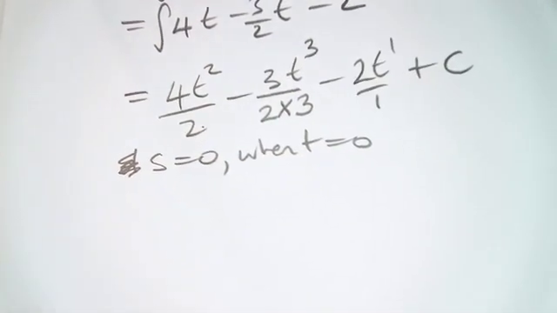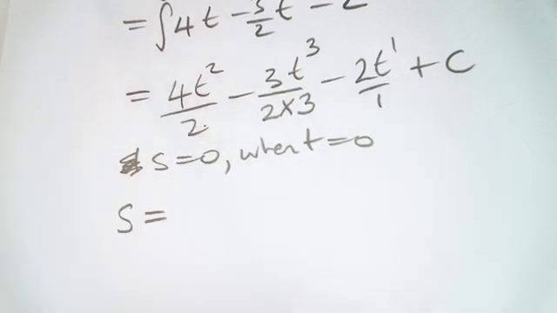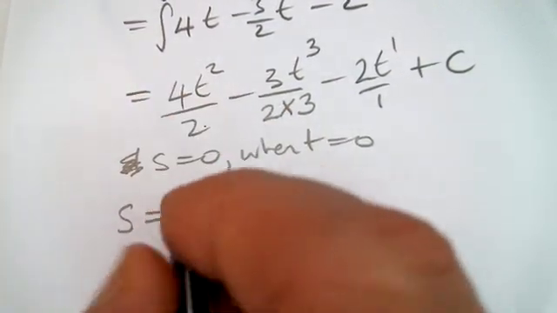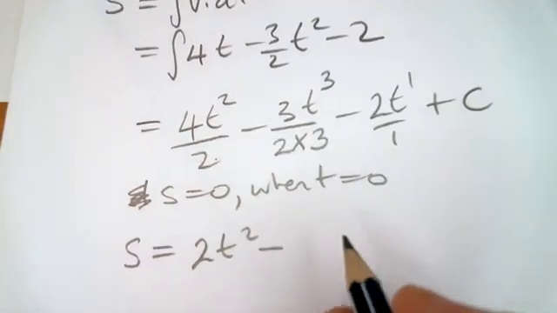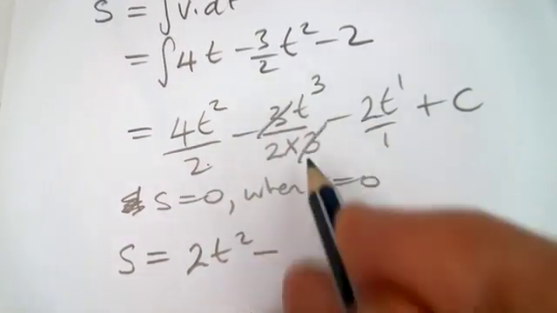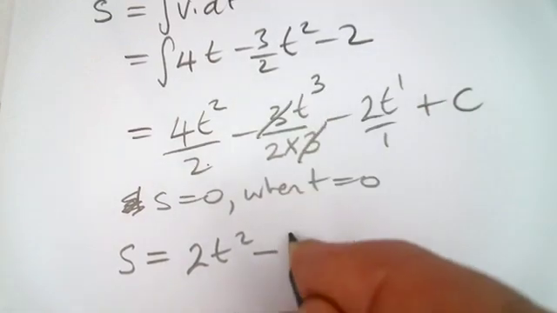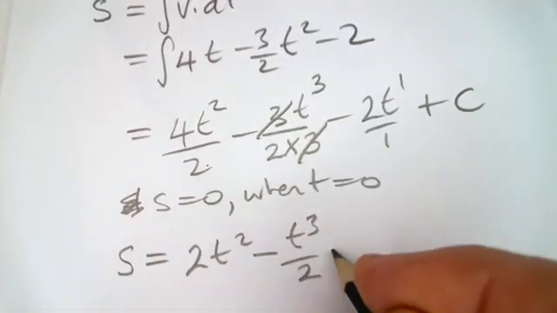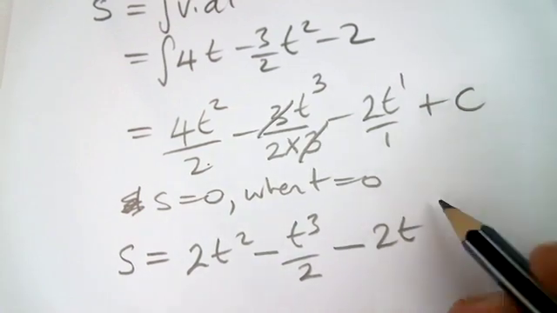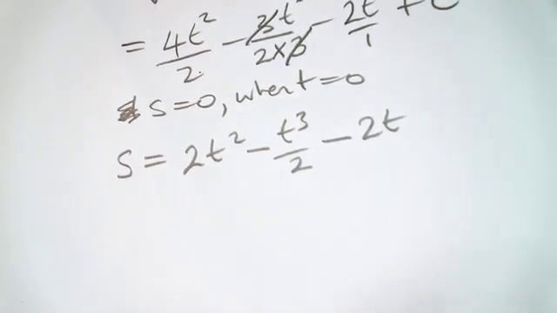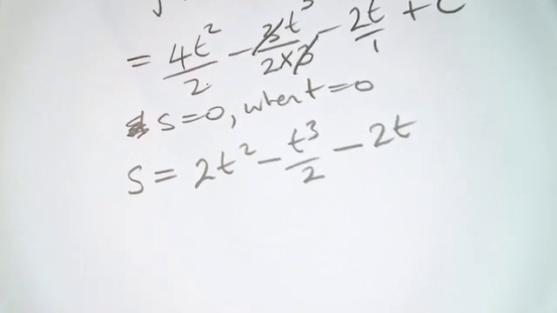So let's go ahead and tidy this up a little bit first. This is going to be 2t squared minus, well, I can cancel a few bits. So it's going to be t cubed on 2 minus 2t, and this is going to be plus 0, but I'm not going to add in the 0. It's going to be superfluous. It's going to be redundant.